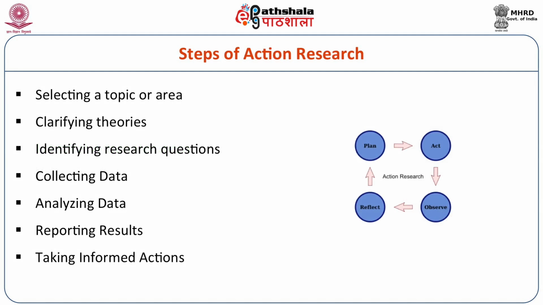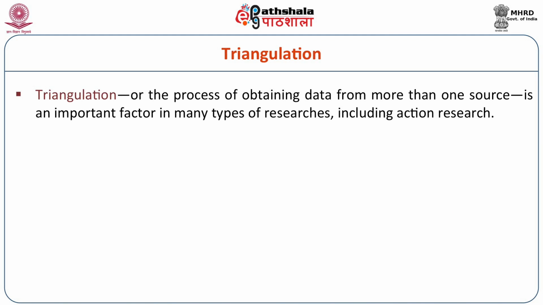There are 7 steps of action research: selecting a topic or area, then clarifying theories, then identifying research questions, collecting data, analyzing data, then reporting the results, and then taking informed actions. There is one word, triangulation. How is it connected with this particular field?